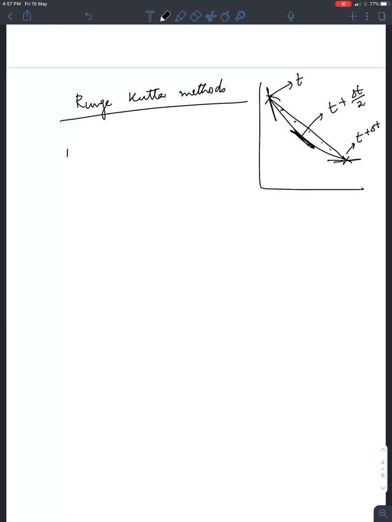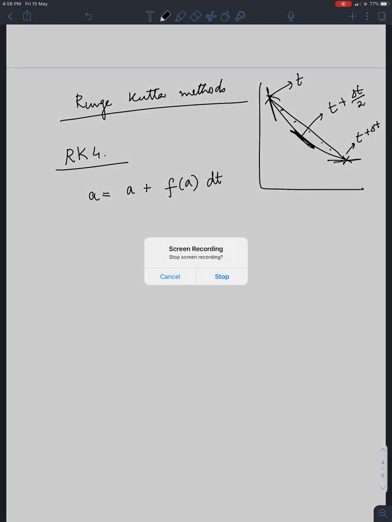So specifically we mostly use the RK4 method. So how do we define it? Generally we were saying a is equal to a plus f of a into dt, right? So now instead of going that far, we are taking a step in between, and I'm going to tell you what that is.